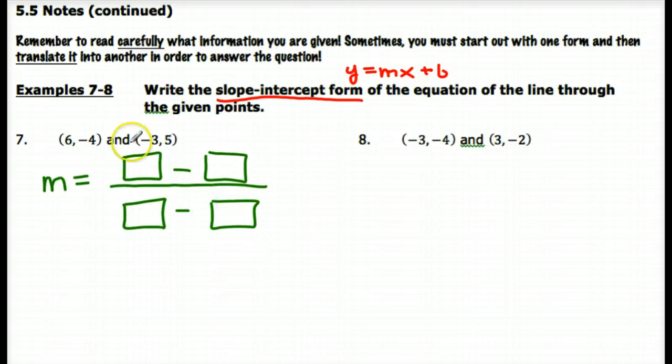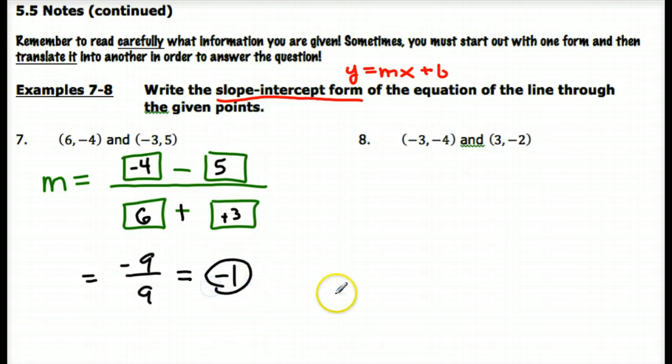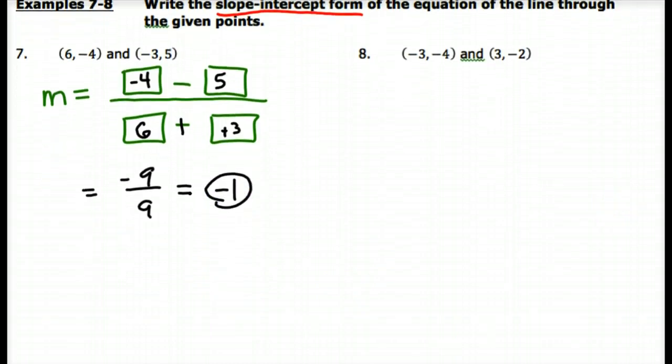So my y-coordinates are -4 and +5. My x-coordinates are 6 and -3. So I'm going to get -4 minus 5, which is -9, over 6 minus -3 would be 6 plus 3, so that's +9. So my slope is -1. Okay, so now what I'm going to do is I'm going to take this slope and I'm going to choose one of these points. It doesn't matter which one you choose. You can choose either 6, -4, or you can choose -3, 5.